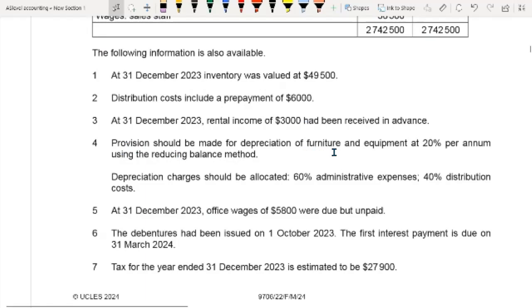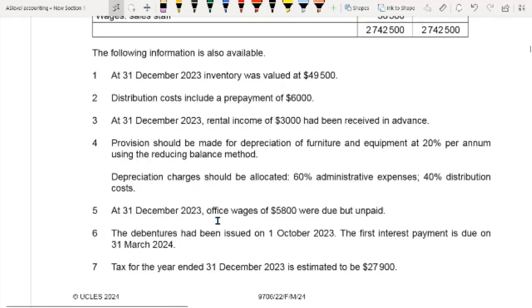Provision should be made for depreciation on machinery and equipment at 20% per annum using the reducing balance method. Depreciation charges should be allocated 60% to administrative expenses and 40% to distribution cost. So first of all, we have to find its depreciation, and after that we will multiply the total depreciation by 40%.